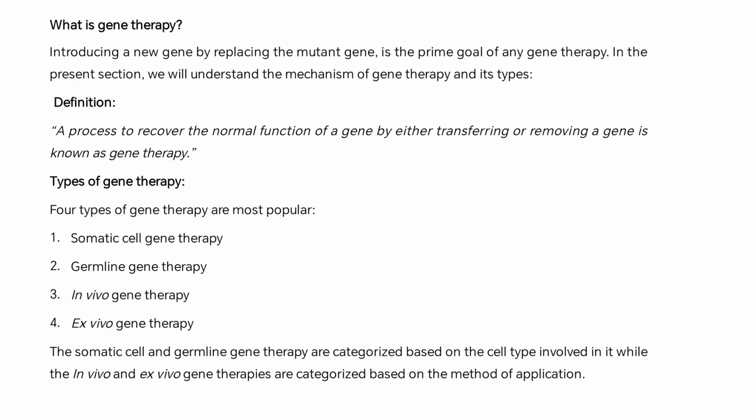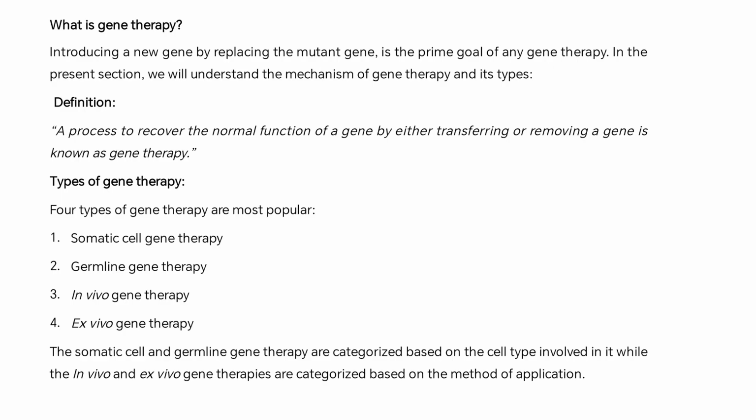So, what is gene therapy? We are going to introduce a new gene that replaces the mutated gene. That is, the faulty genes are replaced by correct genes by this mechanism. That is what we call gene therapy. So, by definition, the process to recover the normal function of the gene by transferring a correct gene to that place or removing the faulty gene is known as gene therapy.